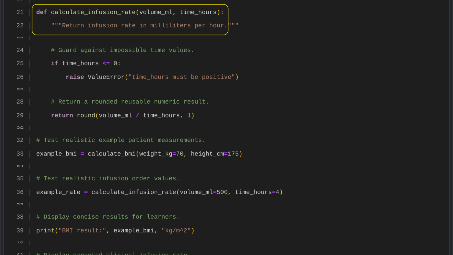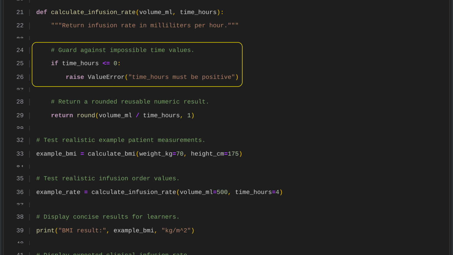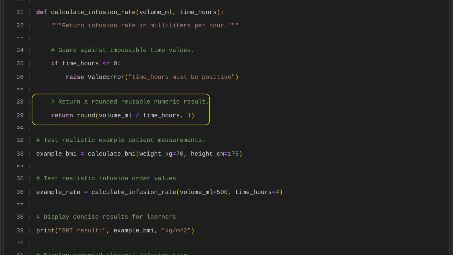The code verifies that the time value is positive before continuing. If the time is 0 or negative, it raises a value error, preventing invalid input from causing incorrect calculations. The function calculates the infusion rate by dividing the total volume in milliliters by the time in hours. It returns the rate in milliliters per hour, rounded to 1 decimal place for consistent, precise reporting.